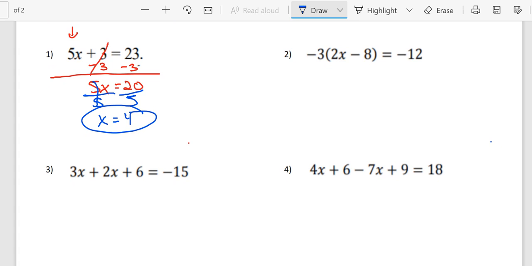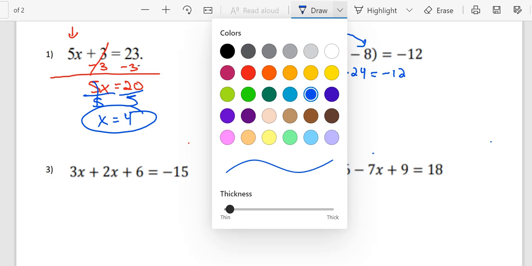Moving on to number two. Two is a little harder because it has an extra step: we have to distribute first. So make sure what you're distributing is a negative 3. So we do negative 3 times 2x. That's going to give us a negative 6x. Then we have a negative 3 times a negative 8. That's going to be a plus 24. A negative times a negative is a positive. And then we get the negative 12. All right, so now moving on.